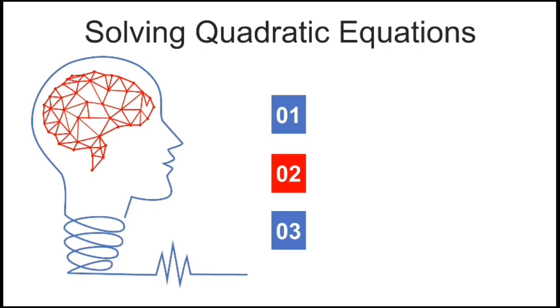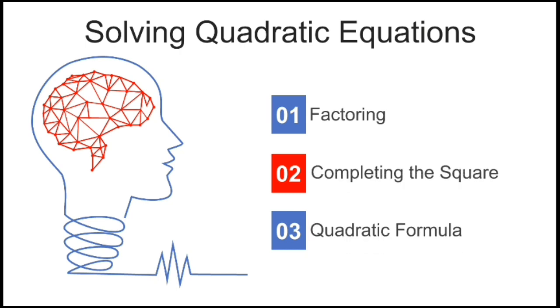The solutions to the quadratic equations are where it is equal to 0. They are also called roots or sometimes zeros. There are usually two solutions, x1 and x2, and there are a few different ways to find the solutions. The first is by factoring, the second is completing the square, and the third is by using quadratic formula.